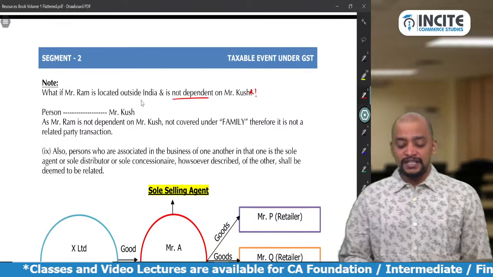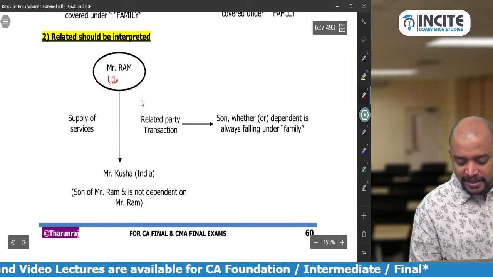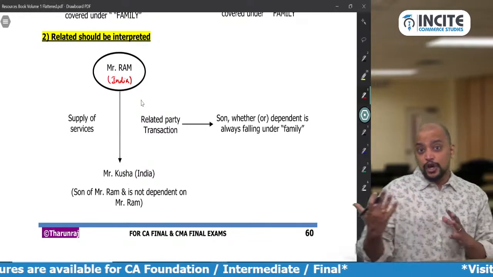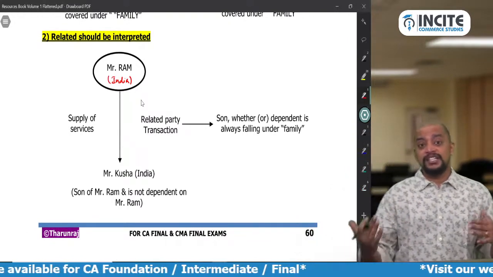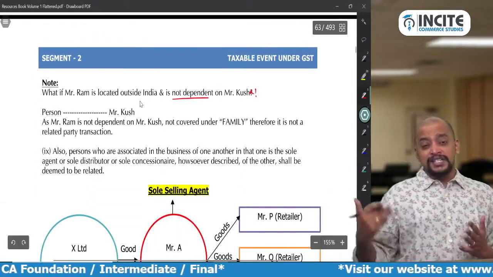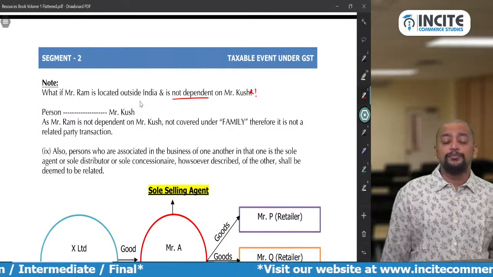You understood? When it is domestic, it becomes a related party transaction, because we see from the supplier point of view. But when it is import of services, we see from the recipient point of view. So it is not an import of service.